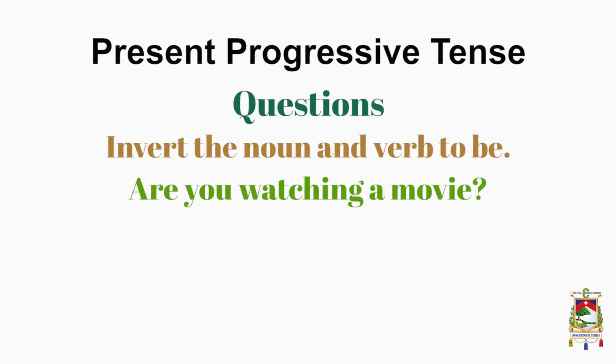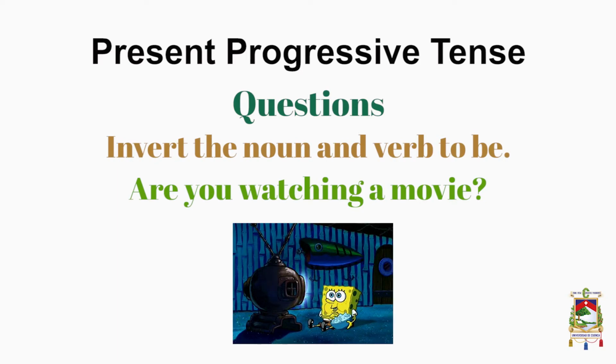To make questions using the present progressive tense, invert the noun and the verb to be. For example, are you watching a movie?